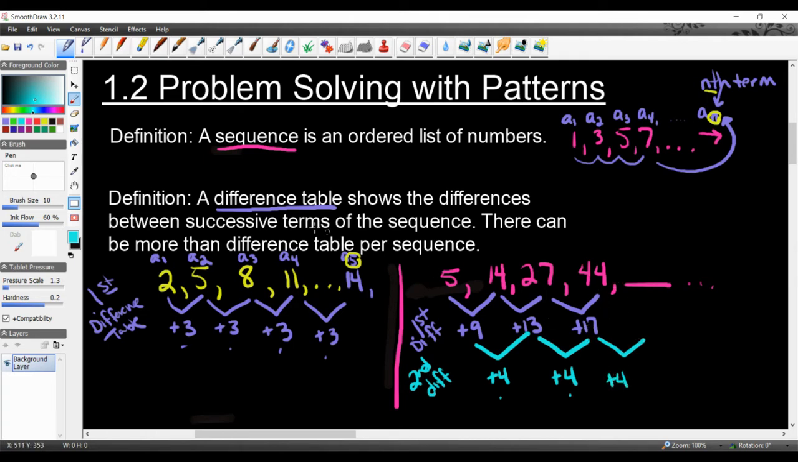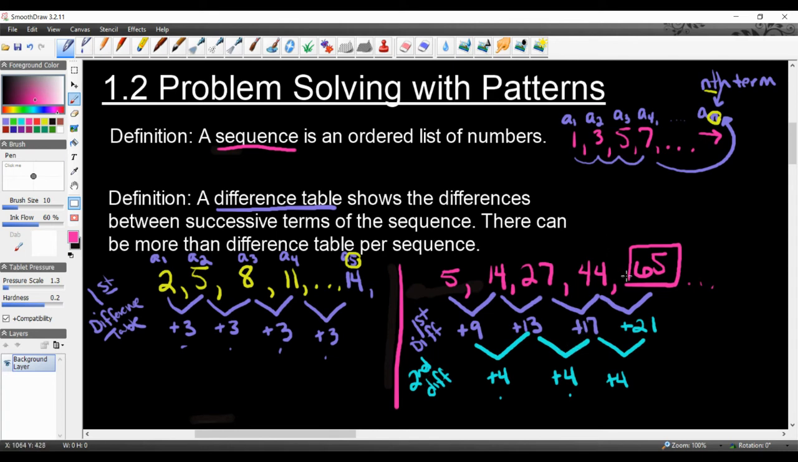So 17 plus 4 is going to be 21, which means that in order for me to get to the next number from 44 to whatever this is, I need to add 21. So 44 plus 21 is 65. And this would be the next term in this particular sequence.